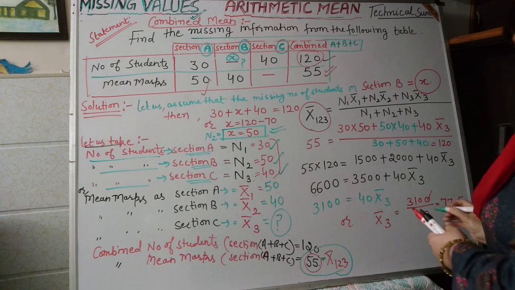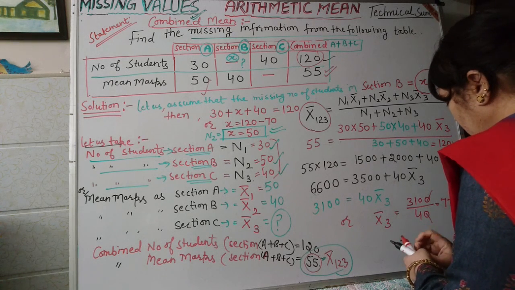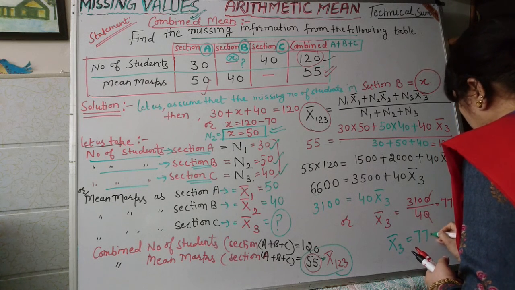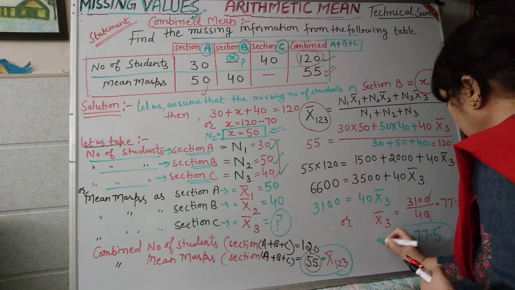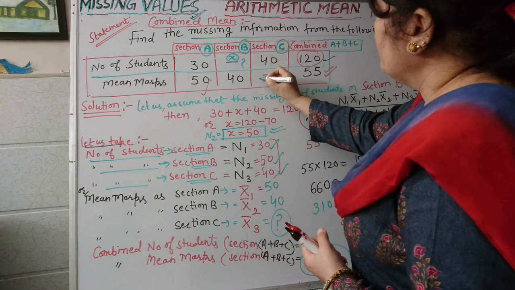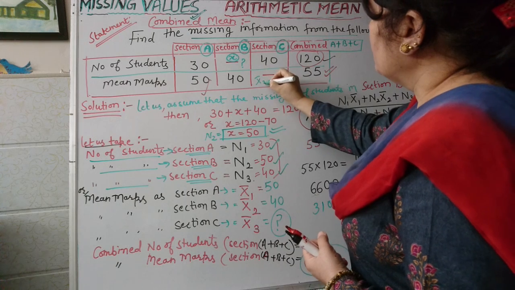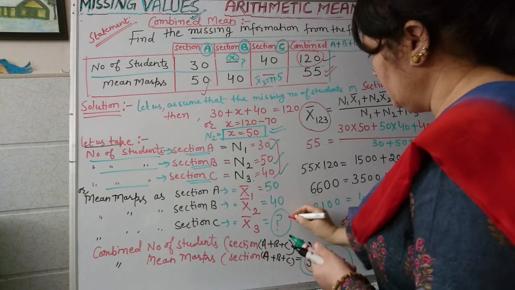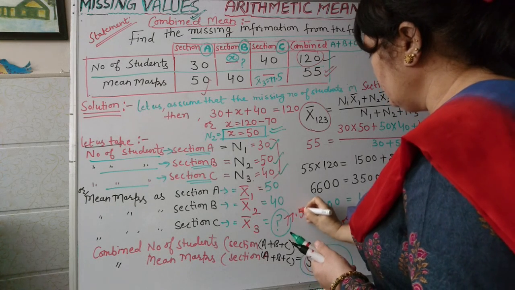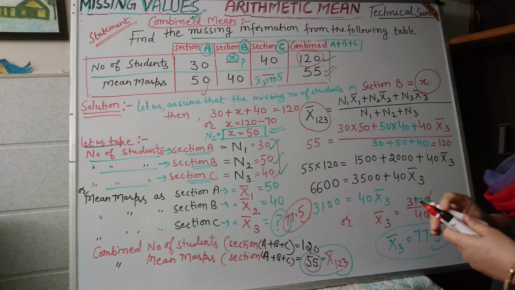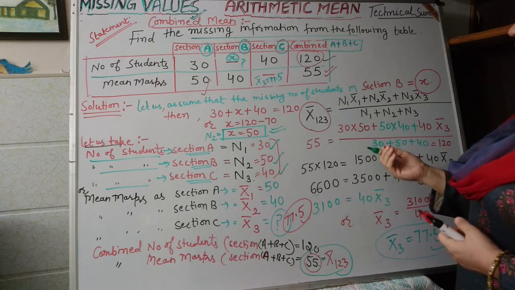So 77.5 is the value of x bar 3. So in this way we can calculate any missing values.